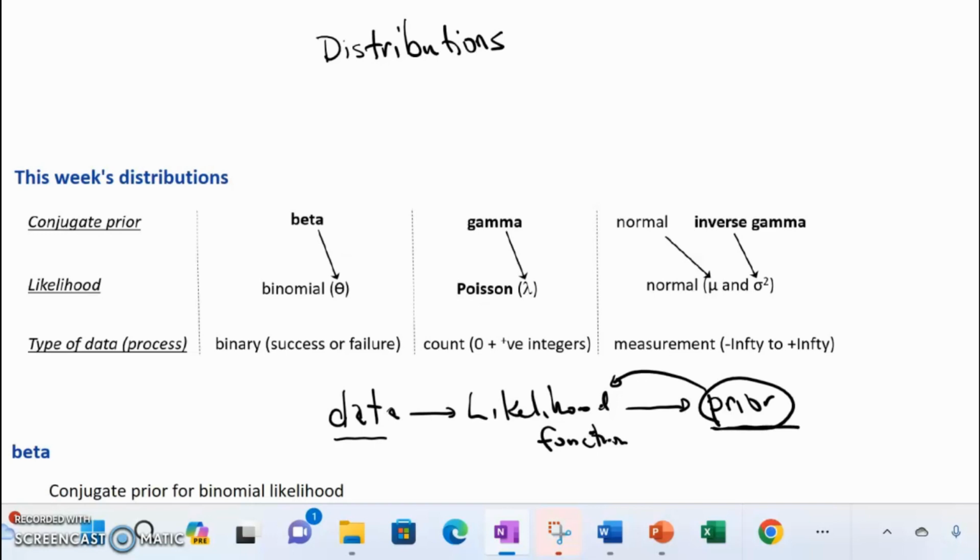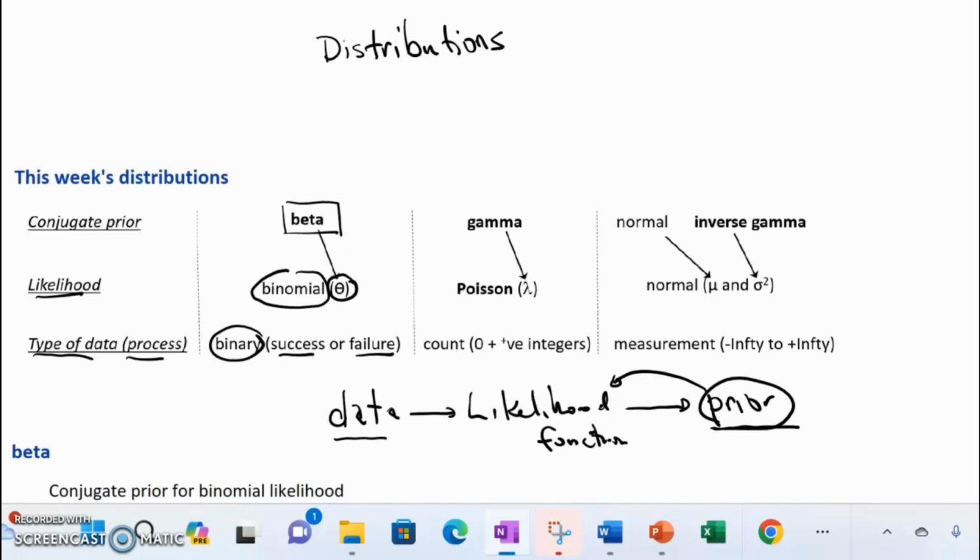So let's go over some different types of data, some different types of processes. We have binary data, where the outcome is either a success or failure. The appropriate likelihood function would be the binomial distribution. The parameter of interest is going to be theta, and it will have as its conjugate prior the beta.